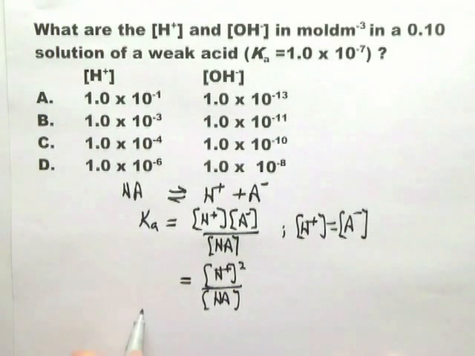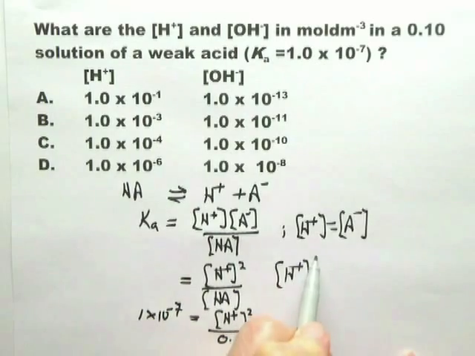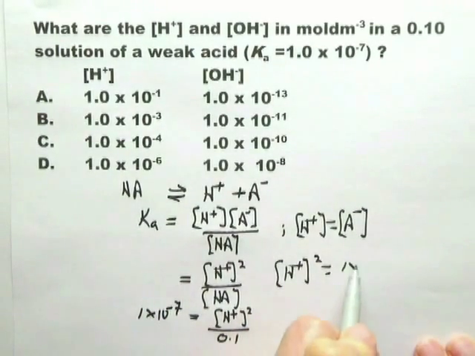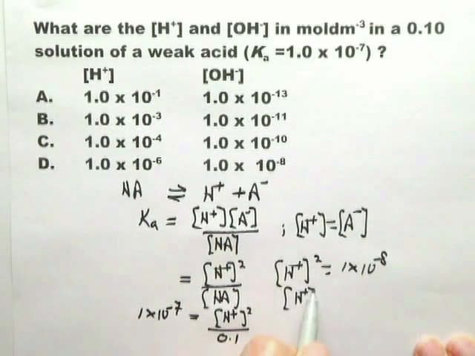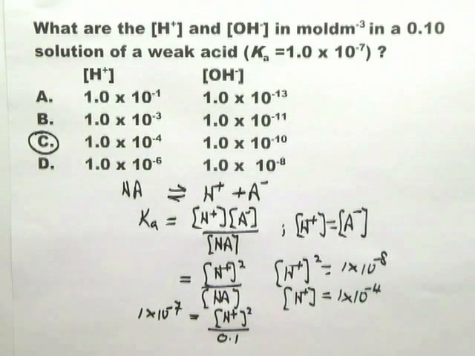The Ka is 1 times 10 to the minus 7 equals H plus squared over, and the concentration of HA is 0.1. Therefore, H plus squared equals 1 times 10 to the minus 8. That's 10 to the minus 7 times 10 to the minus 1. H plus concentration equals 1 times 10 to the minus 4. And there is the answer, C. It's something that you can do within 15 to 20 seconds.